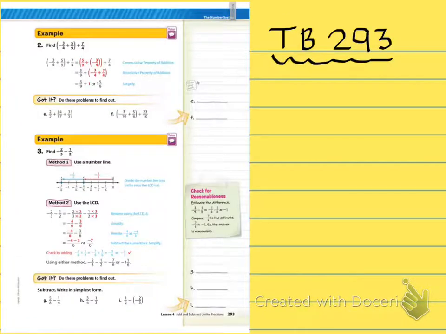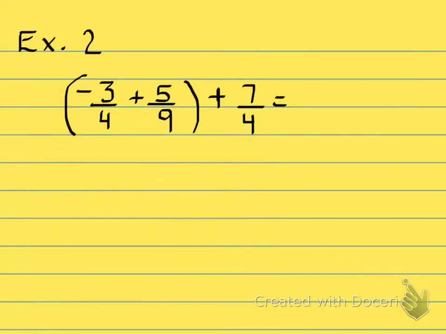So now we're going to be looking at textbook page 293. So now when we look at this problem, we see -3/4 plus 5/9 in parentheses plus 7/4. Well, because this is addition, we could use the commutative property of addition to go ahead and regroup and change out the 7/4 and the 5/9. So we'll use the commutative property to switch the order and the associative property to regroup with the parentheses. So let's see how that looks.